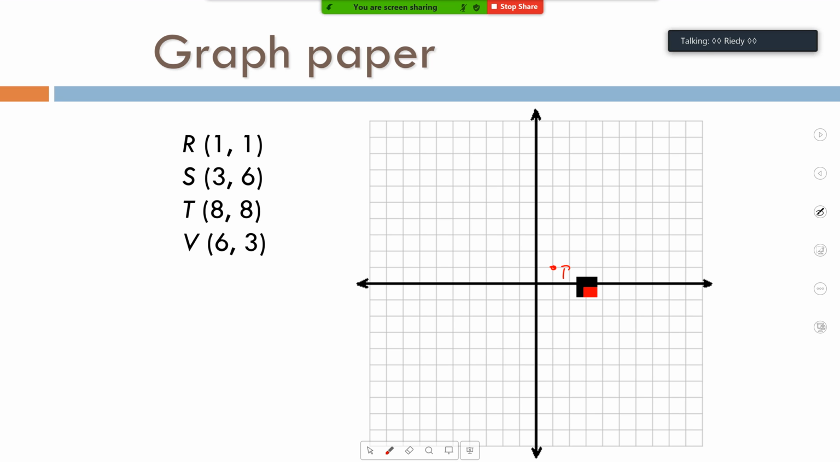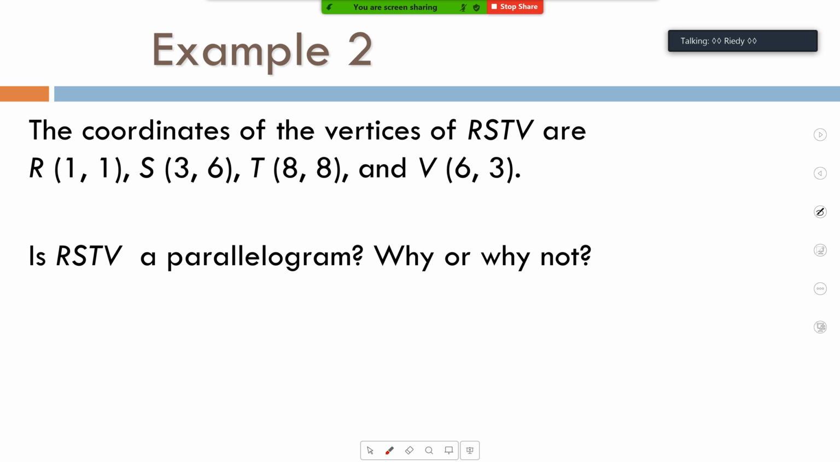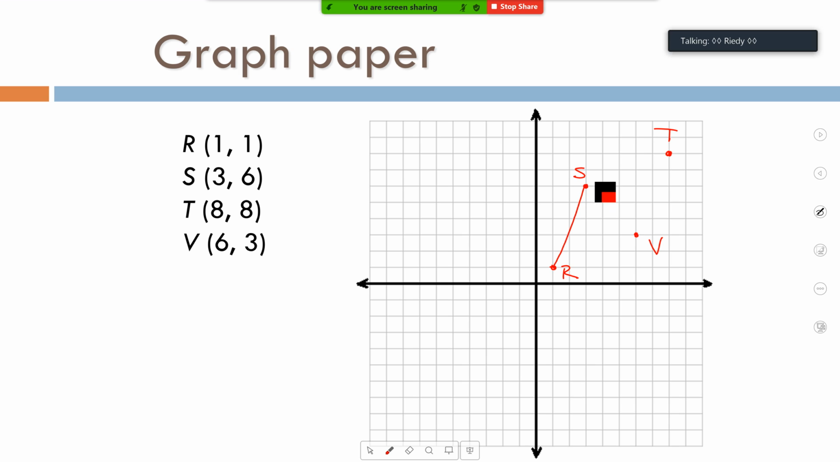All right, so I'm pretty good at plotting. Let's put R there. S is at 3, 6. And then T is at 8, 8. Let's put T there. And then V. And I believe it said, yes, RSTV. Whoa. All right, I missed a little bit. We'll go with it. I think that might be a parallelogram.